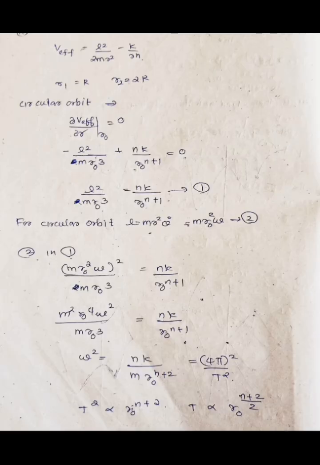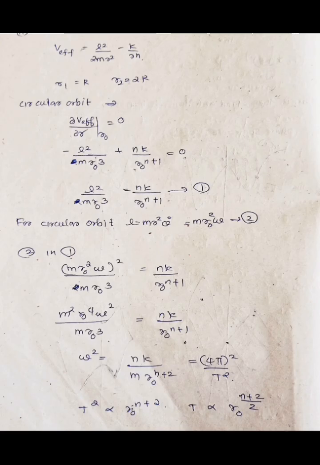So the next question is: consider circular orbit in the central force potential V is equal to minus k by r raised to n, where k greater than 0 and 0 less than n less than 2. If the time period of a circular orbit of radius r is T1 and that of radius 2r is T2, then T1 by T2 is dash. So here V is equal to minus k by r raised to n. So V effective is equal to L square by 2m r square minus k by r raised to n. And we know that r1 is equal to r and r2 is equal to 2r.